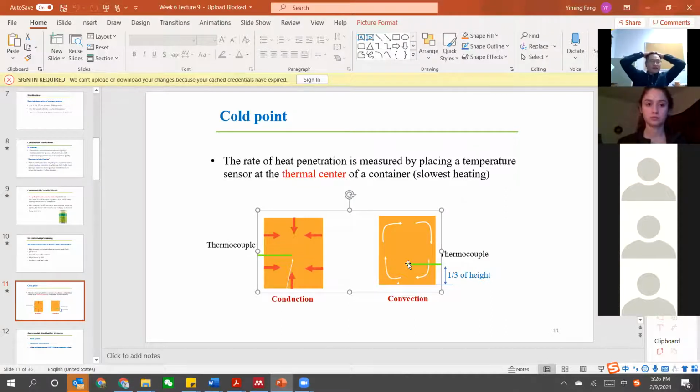Oh, I was wrong. If it's very viscous, then it should be in the middle, right? Because there's no movement at all. But if we have water that moves very fast, the thermal center will go below, because when the hot liquid is not viscous, it can freely move surrounding the can. So in that case, the thermal center is a little bit lower. Does it make sense?